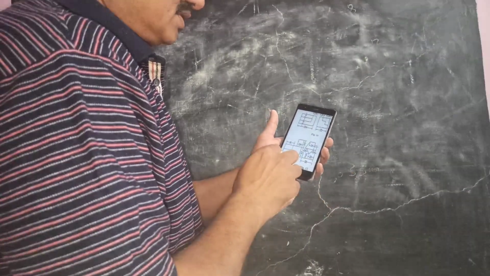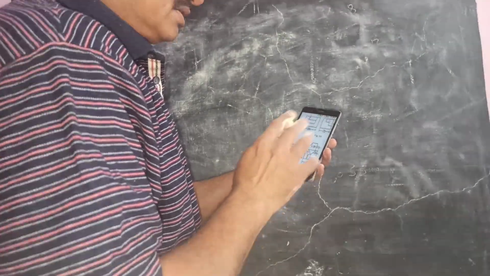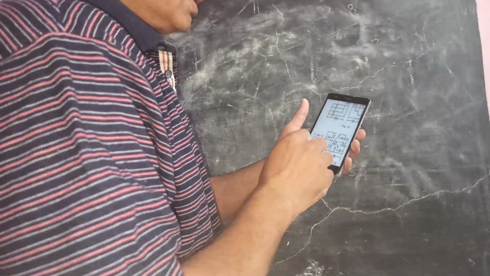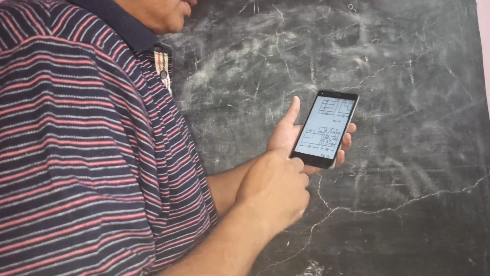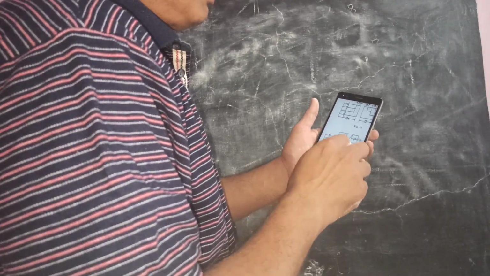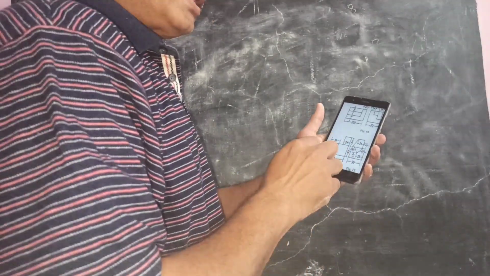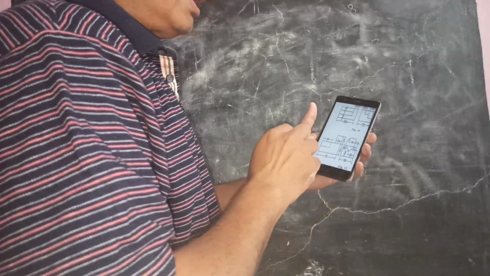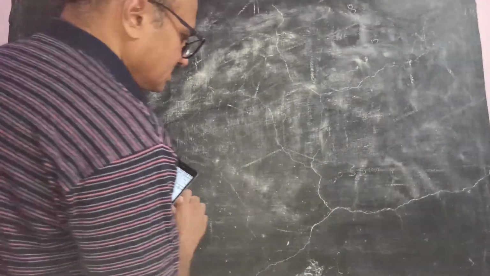If you take this as front view, it is first angle projection because it is not mentioned here. If not mentioned, it means first angle projection method. If you take this as front view, this will be left hand side view. If you take this as front view, this will be right hand side view. So in both cases, this will be on the right side, this on the left side. Let us start with this.